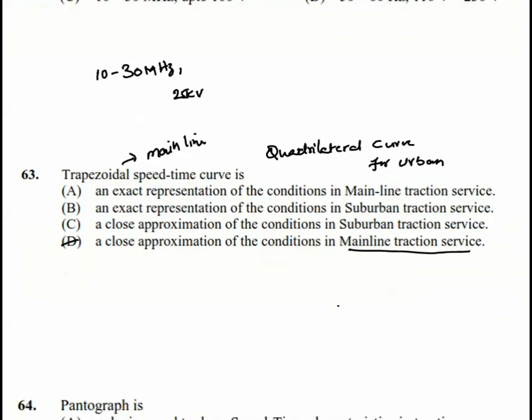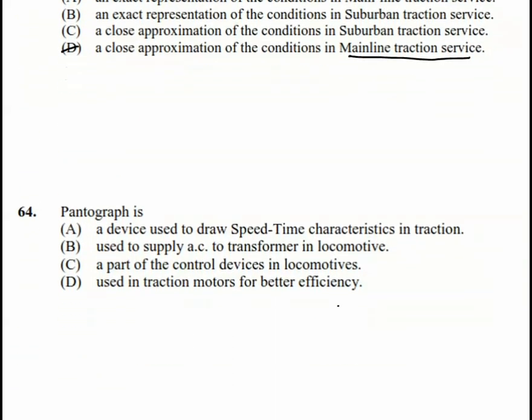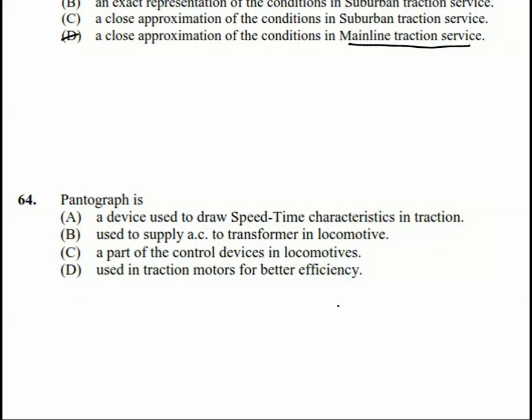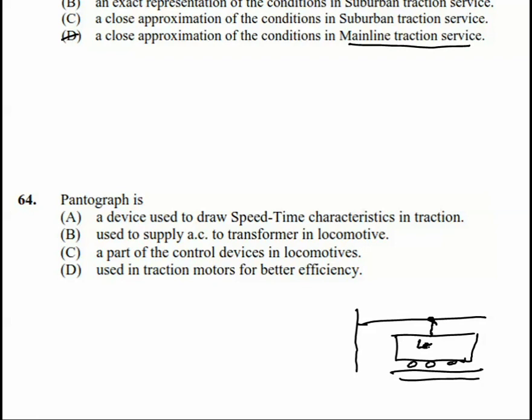And the next one: the pantograph is a device used to supply AC to the transformer of the locomotive. Generally we can observe this in the railway traction system. Here we have a track, and on top of it we have power lines like this. We connect a pantograph which takes the supply from the AC supply and gives it to the locomotive. It is used to supply AC to the transformer in the locomotive. That is the answer here.